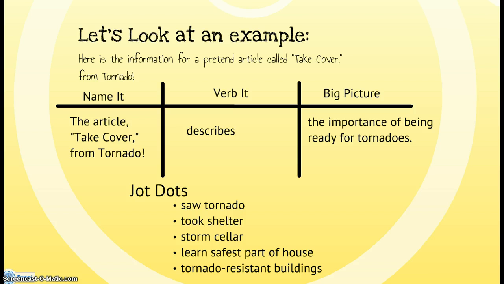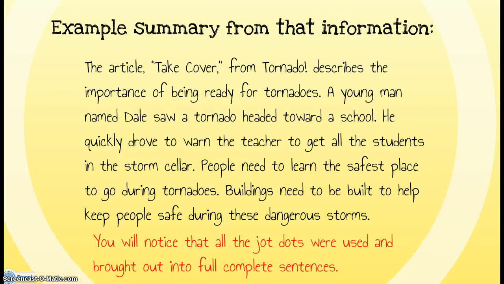So you look at all your jot dots and decide, what are they all trying to say? What do they all have in common? And really what they're talking about is, there's a tornado coming, so get ready. So do you see how the article, "Take Cover from Tornado," describes the importance of being ready for tornadoes as a perfect topic sentence for a summary? Okay, so here we're going to go from there. Now you notice there's our topic sentence, and here's where we're going to go into those main points.